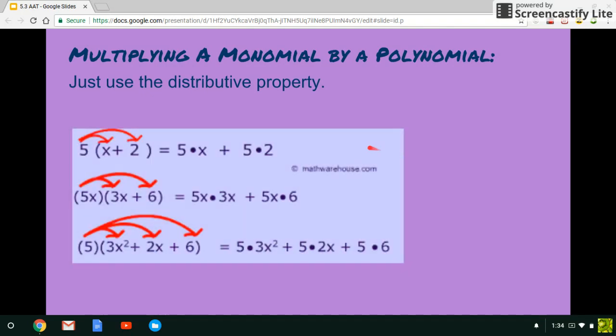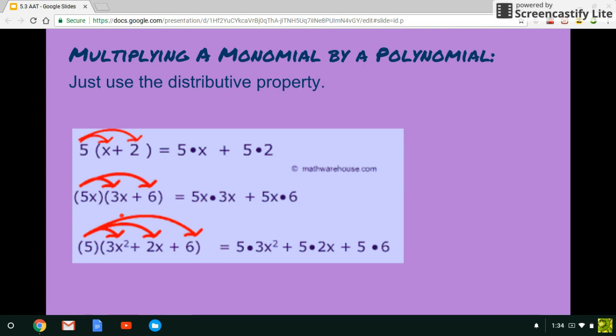So like in this first example, if we have 5 times (x plus 2) in parentheses, we distribute the 5 to the x and to the 2, so we end up with 5x plus 5 times 2, which is 5x plus 10. On the second one, we have 5x times (3x plus 6). We distribute the 5x to both terms, so we end up with 5x times 3x plus 5x times 6, which simplifies to 15x squared plus 30x.